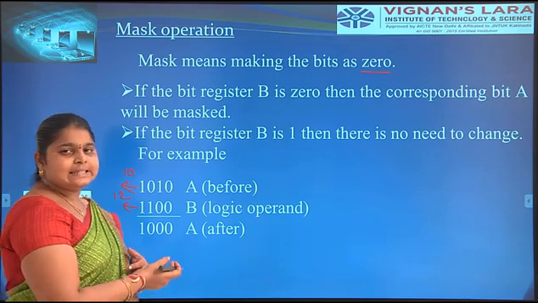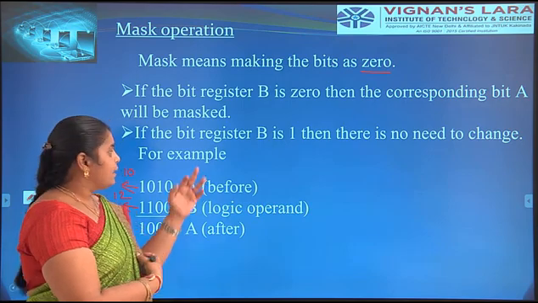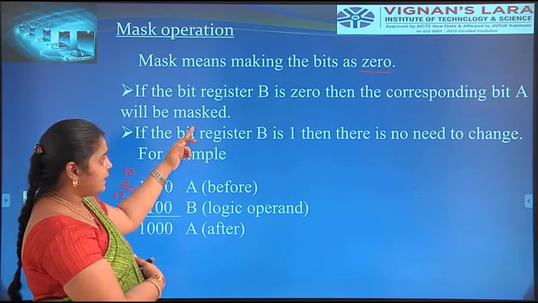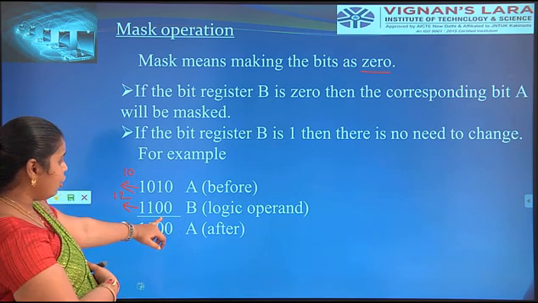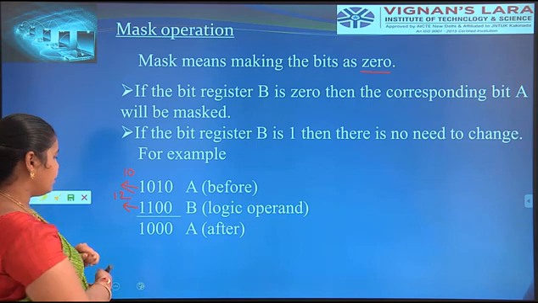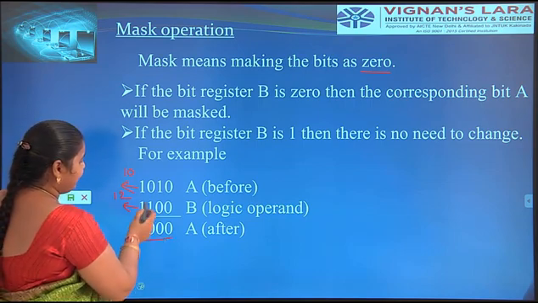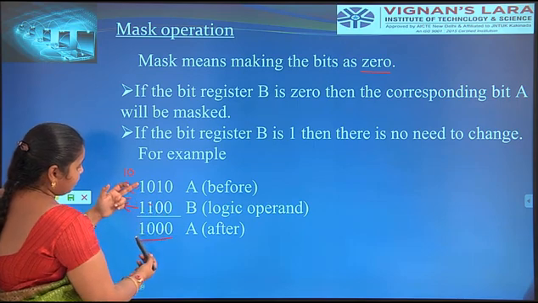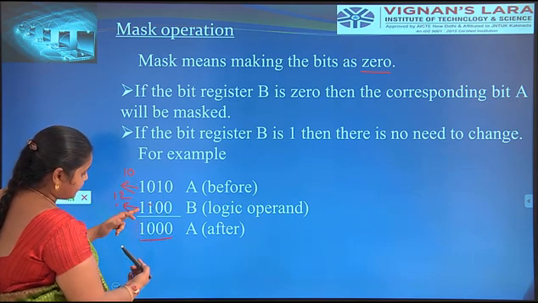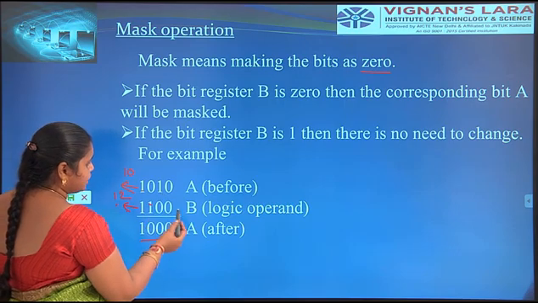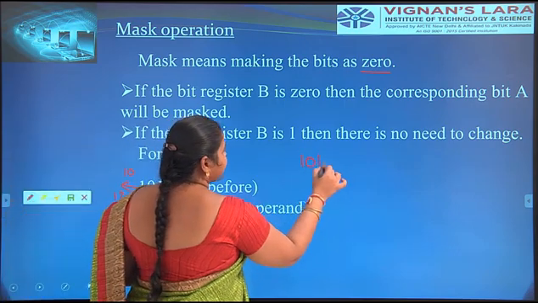Here, in the previous example this is reversed. Where the bit is 1, there is no need to change. If the bit in B is 0, then the corresponding bit will be masked. Masked means 0. Here we take the example 10 and 12. Where B is 1, the A value is placed as it is. 1 means 1, 0. Where B is 0, the result is considered 0. Let's see the example.